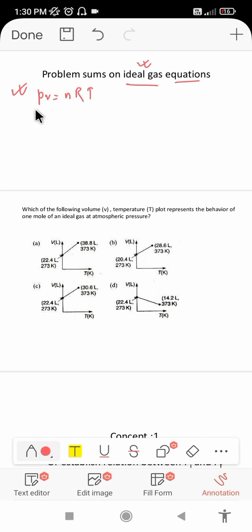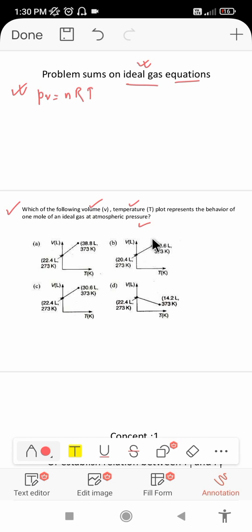So here, the first problem is: which of the following volume and temperature plots, that is V versus T plot, represents the behavior of 1 mole of an ideal gas at atmospheric pressure. So what they are asking is, they have plotted V against T, and they have gotten some curves, and they are asking which one is the correct option.